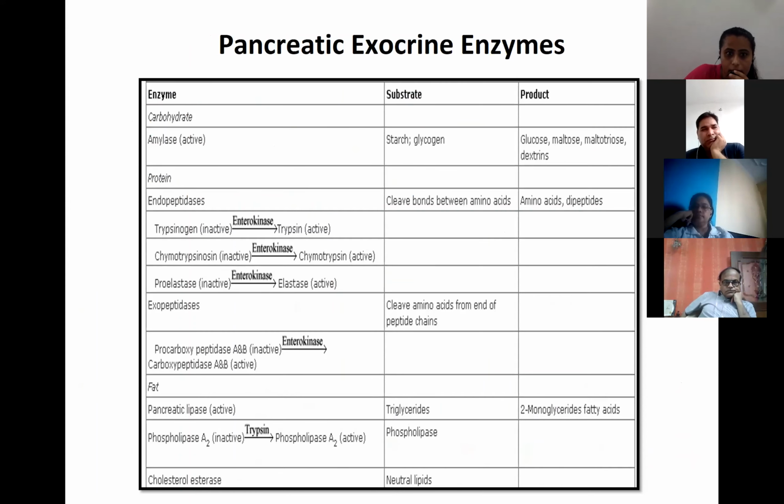As we can see in this tabular form, the pancreatic exocrine enzymes are mainly amylase, proteases like endopeptidases and trypsinogens. Usually these are enzymes which are later converted, like trypsinogen is converted to trypsin, chymotrypsinogen to chymotrypsin, etc. Then pancreatic lipase, phospholipase A2, and cholesterol esterase.